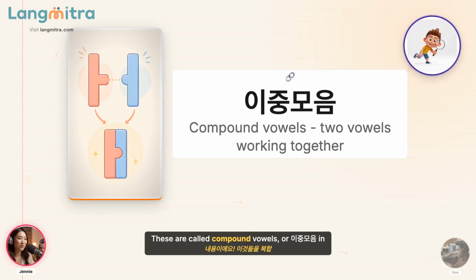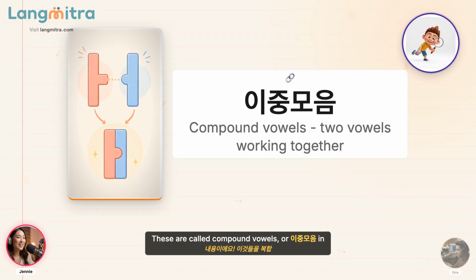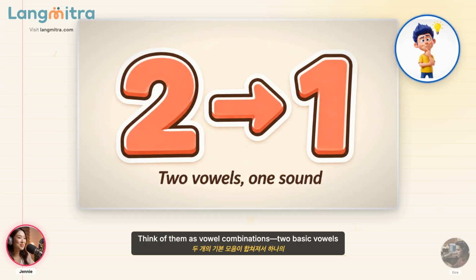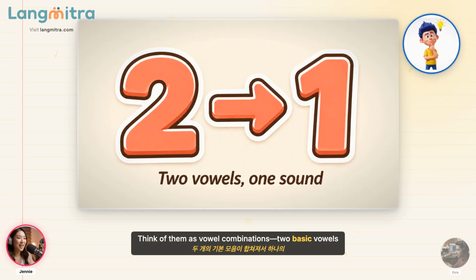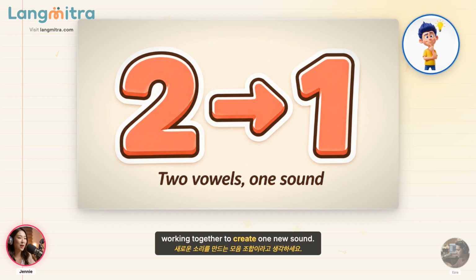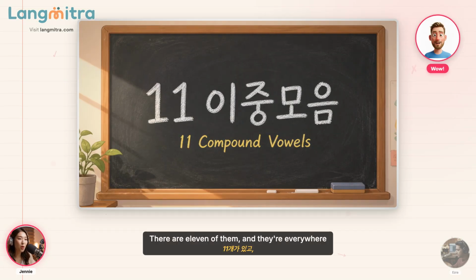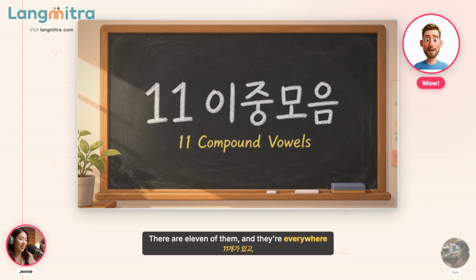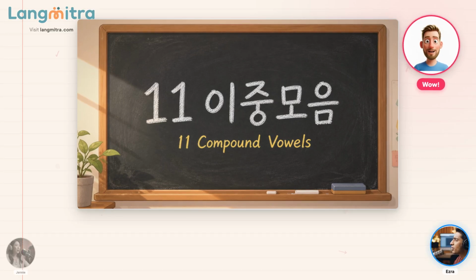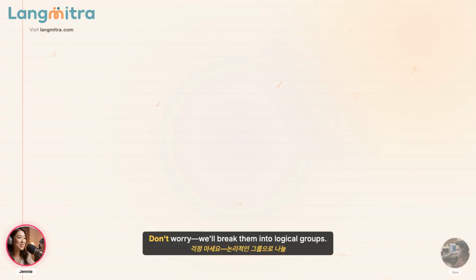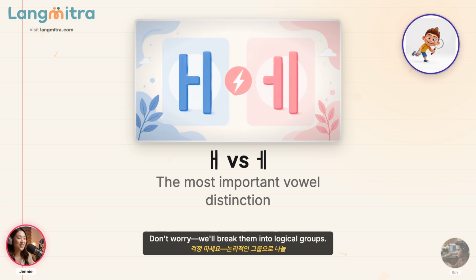These are called compound vowels, or 이중모음 in Korean. Think of them as vowel combinations, two basic vowels working together to create one new sound. There are 11 of them, and they're everywhere in everyday Korean. 11? That sounds like a lot to remember. Don't worry, we'll break them into logical groups.